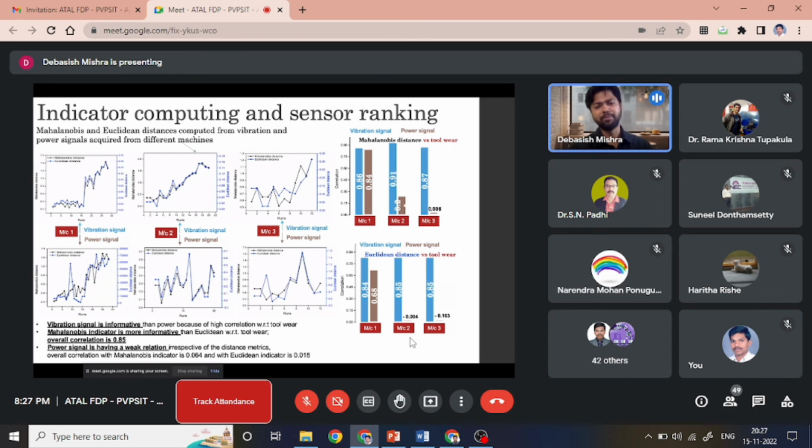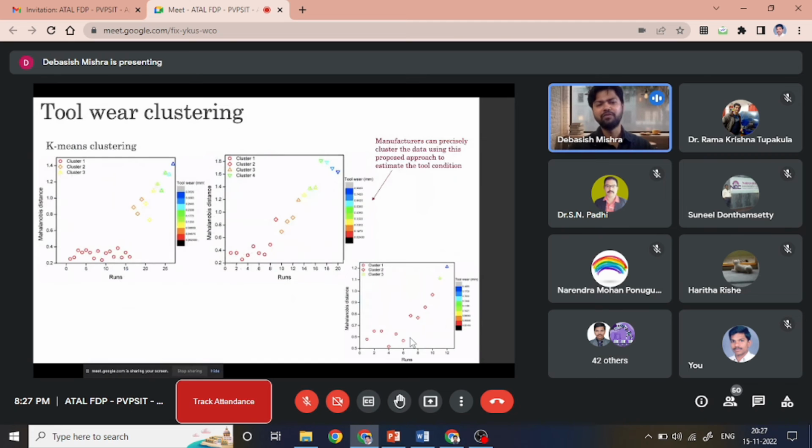We also found that the vibration signal is very informative about the cutting tool condition, and the Mahalanobis or Euclidean distance can make use of the features to provide you a better indicator about the cutting tool condition. Now, when we have all these features in hand, we could make use of very cost-effective algorithms. I've shown a case of k-means clustering, where you could easily cluster the data and give the operator a small piece of information about the life of the cutting tool, so at what stage it is.